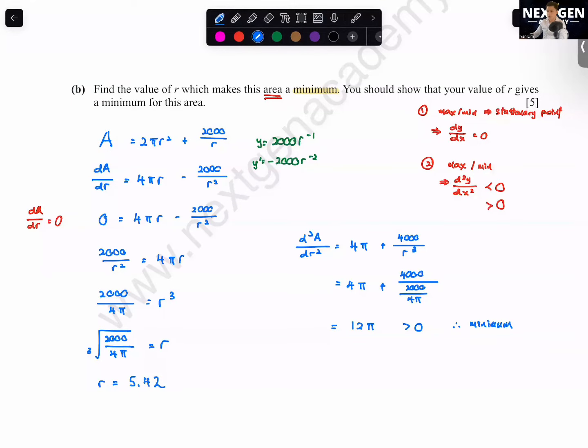That was a 5-mark question. This is under differentiation. All good? If you all are good with question 5, just type 5. I think it's easy if you know how to do this. Just remember differentiation has a few different parts.